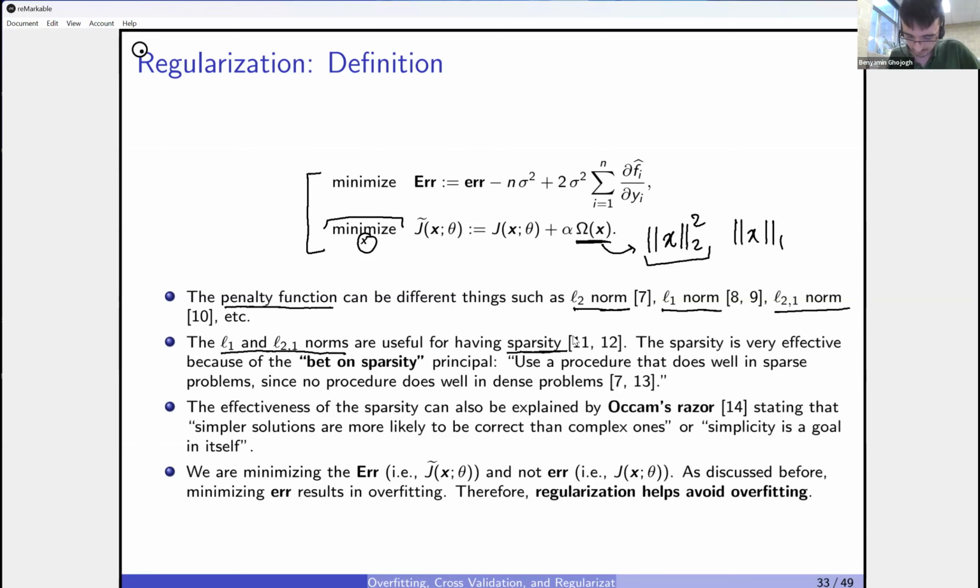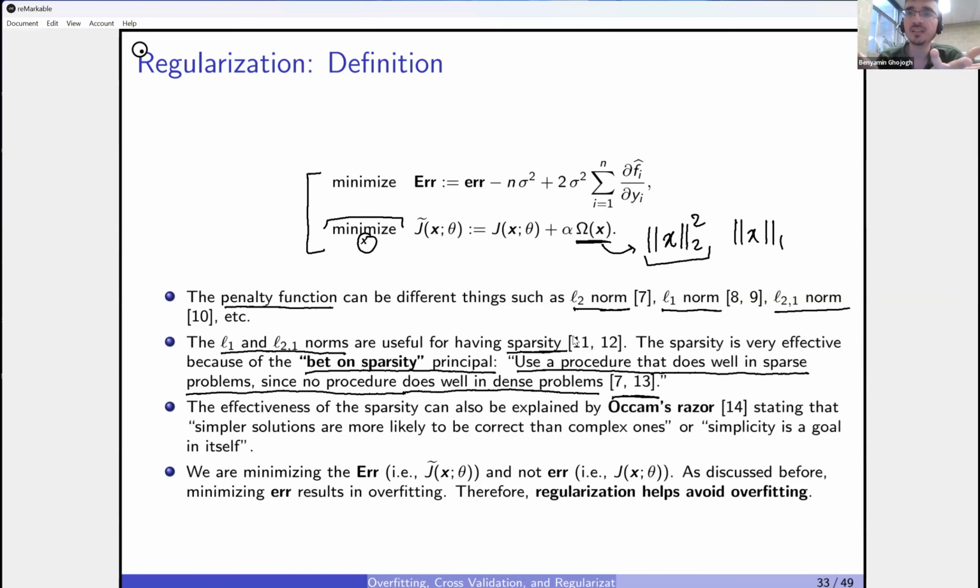Why? There is a principle in machine learning named betting on sparsity. It says: use a procedure that does well in sparse problems, since no procedure does well in dense problems. You can see references 7 and 13. So what is it saying? It's basically saying that assume I have an algorithm which is dense, and I have a sparse version of this dense algorithm. So I have the same algorithm once in dense version and once in sparse version.